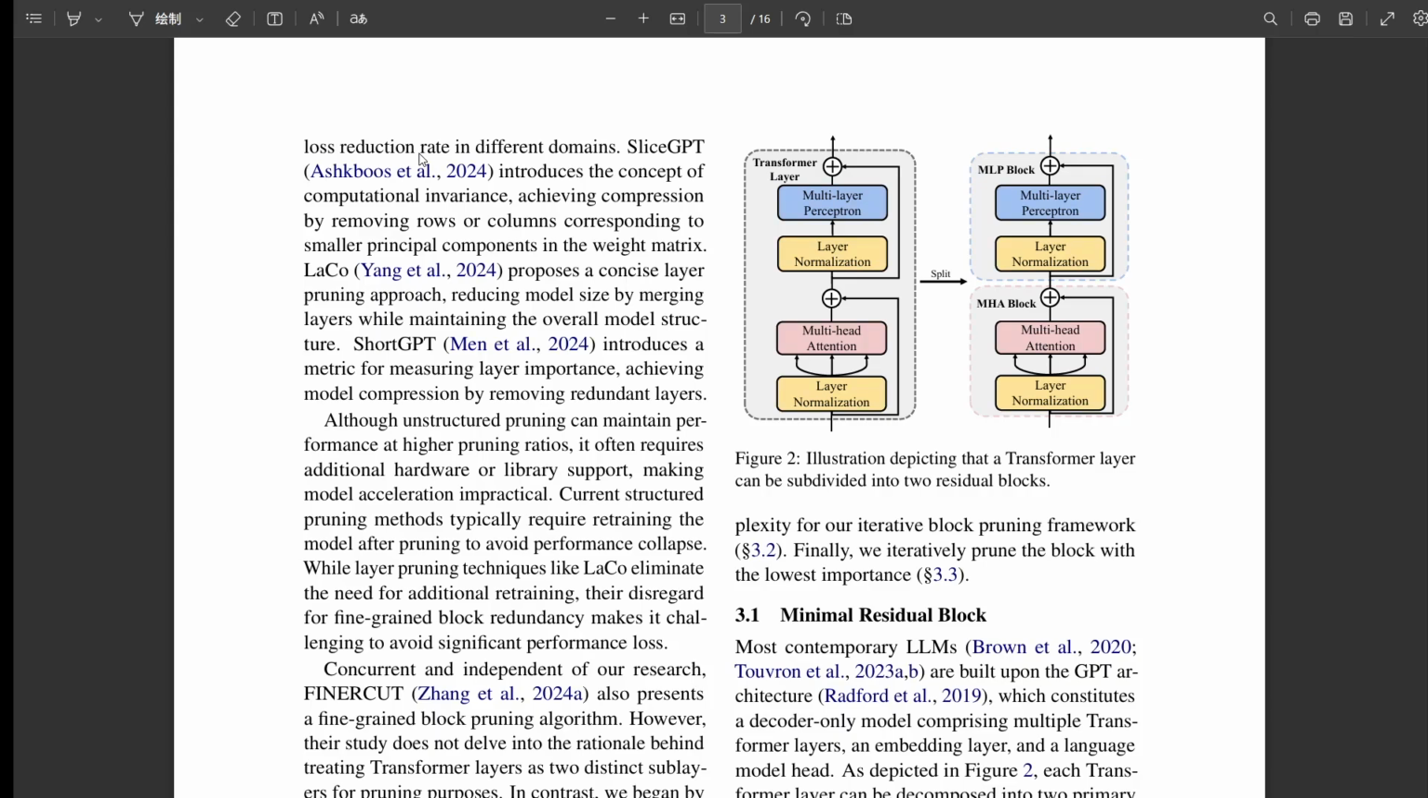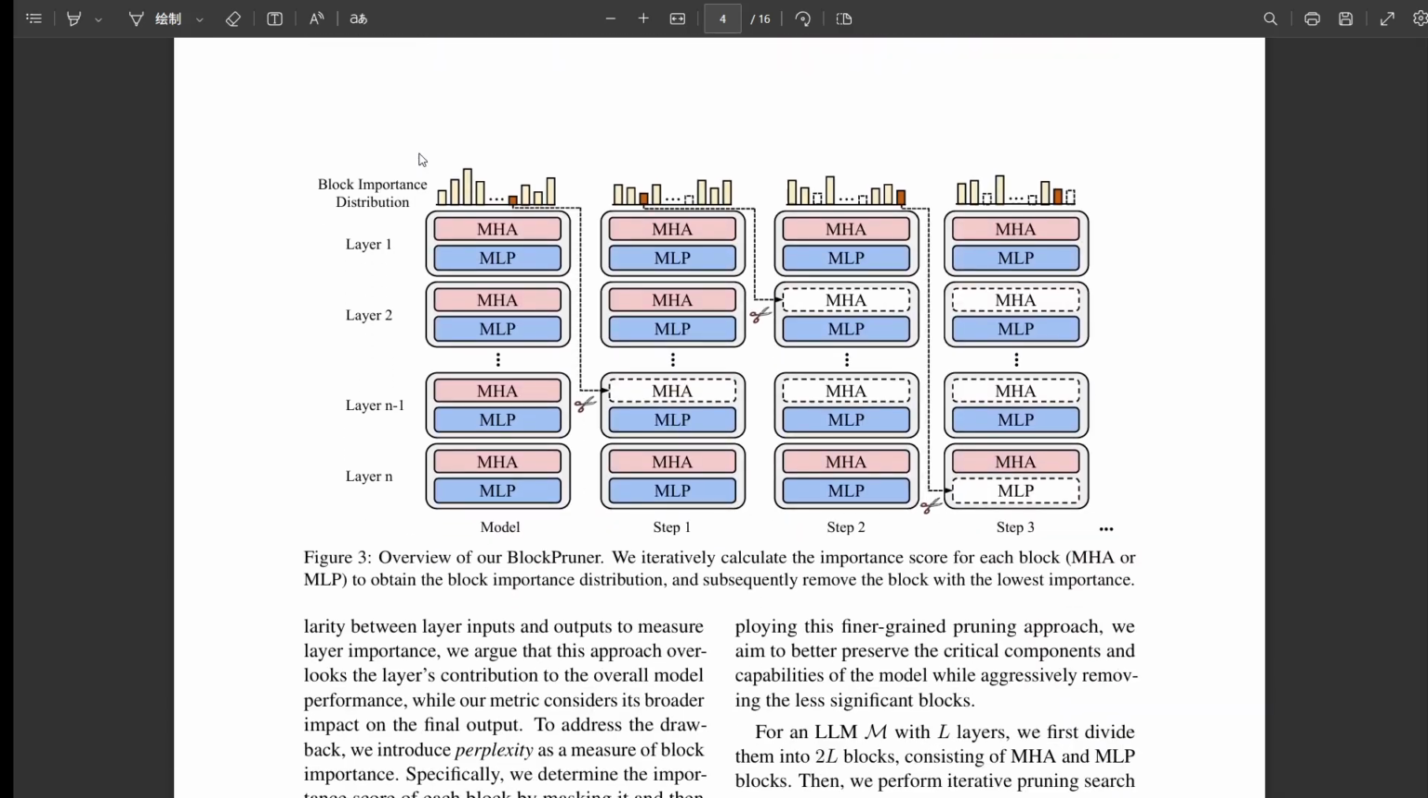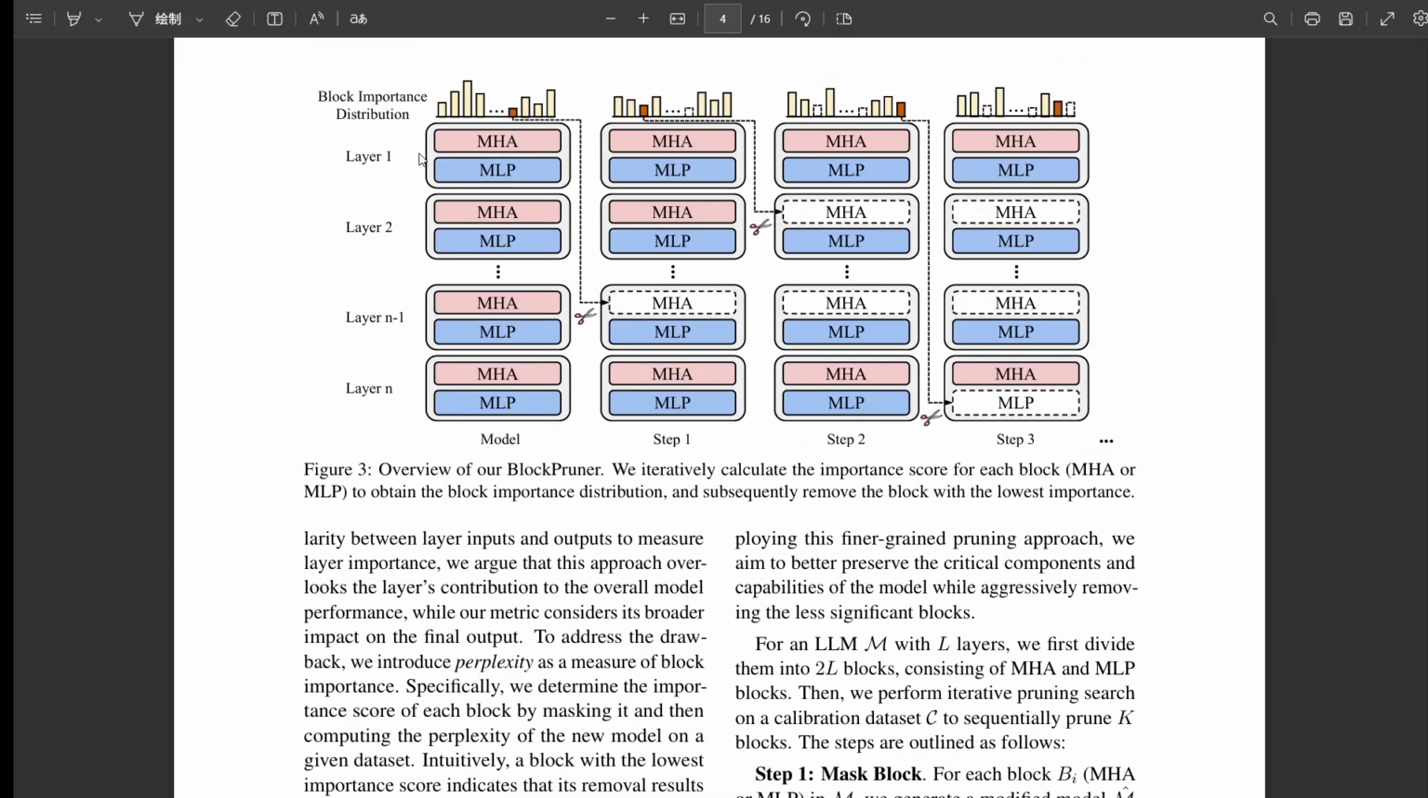Okay, so targeting MHA and MLP blocks for granularity, check. Using perplexity as the global importance metric, check. Those are two big academically driven ideas. What about the pruning process itself? How do they actually execute the cuts based on these perplexity scores? Is it just rank and cut?